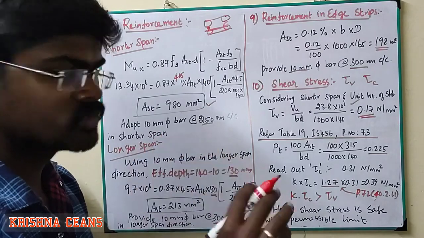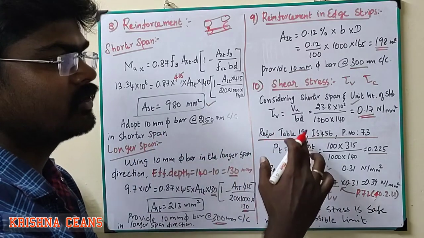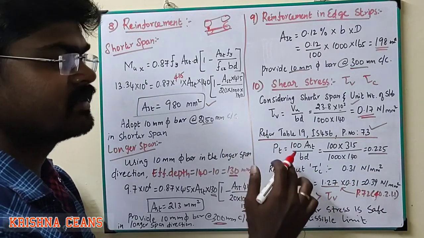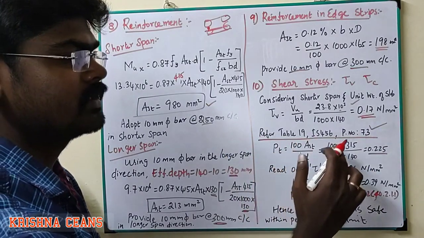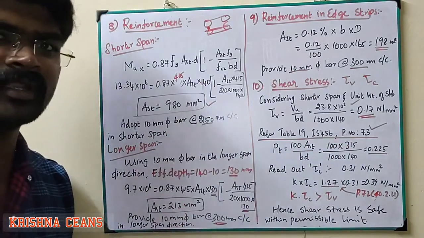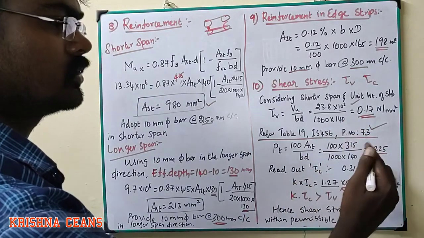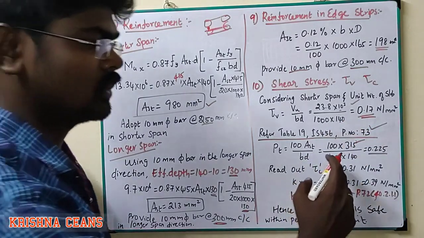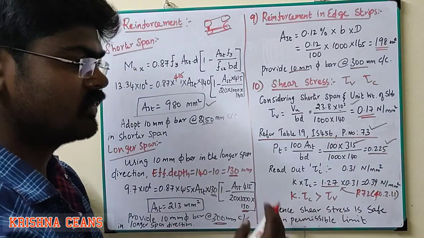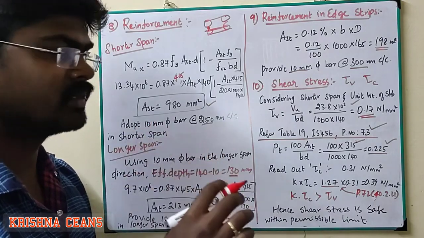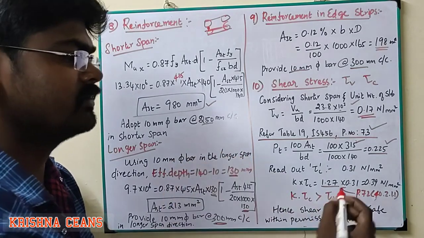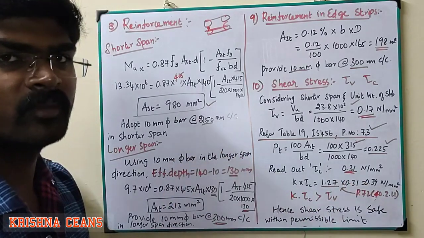Next we need to find tau c. For that we refer table number 19, page number 73. Pt, the percentage of tensile reinforcement, is 100 Ast by bd, 100 into that of the shorter span. In the shorter span we provided 10 mm dia bar, for which the Ast value is 315. So 315 divided by 1000 into 140, which is 0.225. For that we refer table number 19, for 0.225 and M20 grade of concrete, we get 0.31 Newton per mm square.